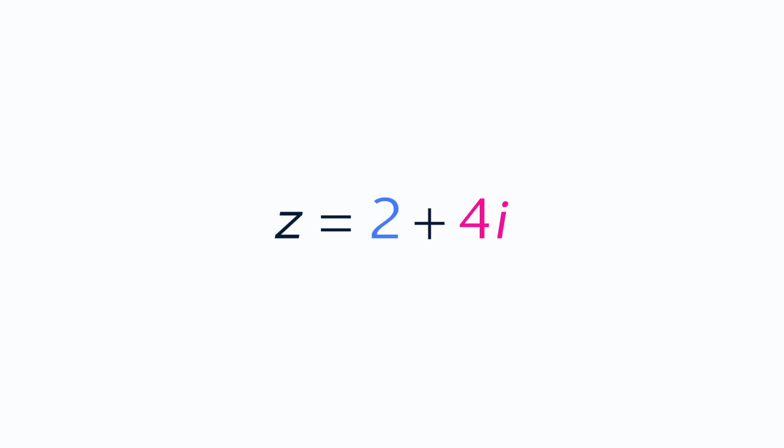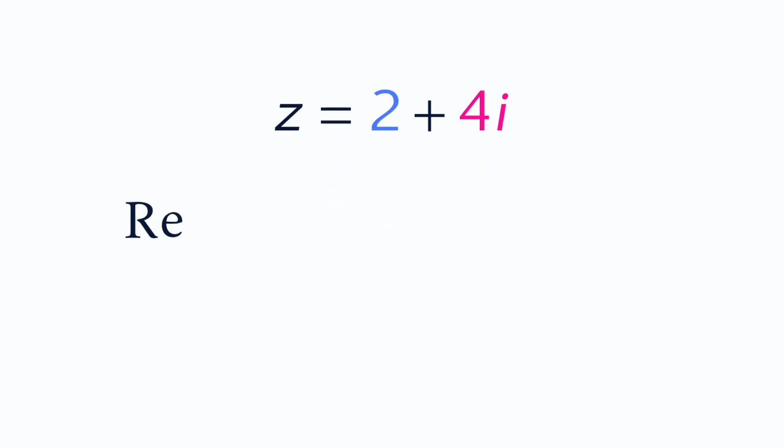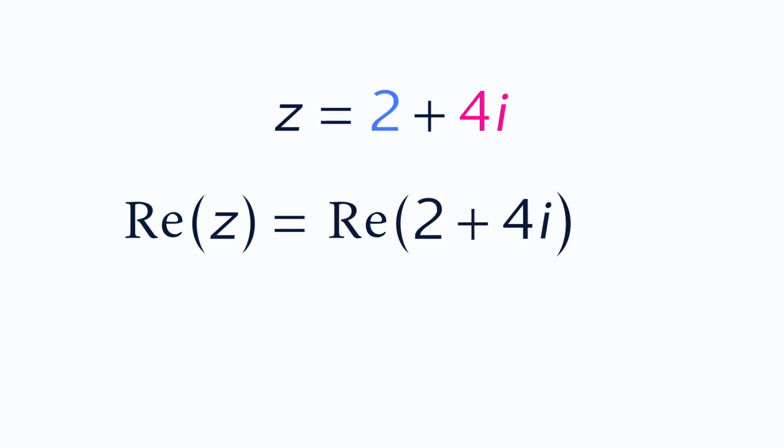Let's start with the real part. The real part is the term that does not include the imaginary unit. So in this case, the real part of z is 2. The real part of z is denoted by Re of z, which equals the real part of 2 plus 4i, which is 2.